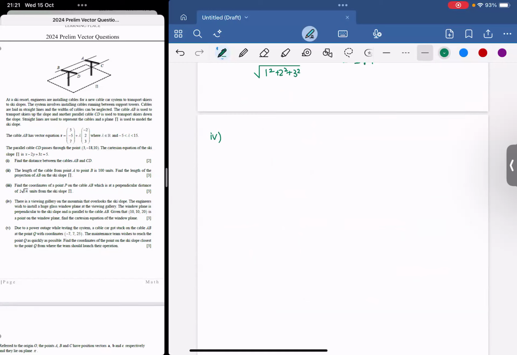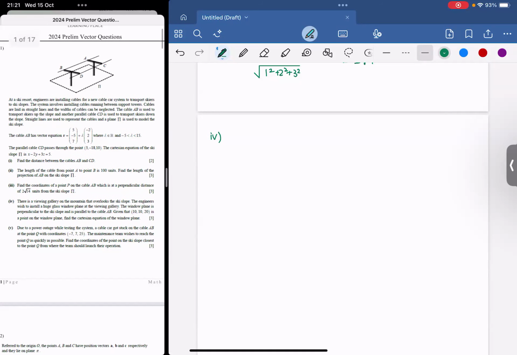So to find the equation of the window plane, which is just the equation of a plane, we need two direction vectors on the window plane. What are the two direction vectors? First, they say that the window plane is perpendicular to the ski slope. So when they say the window plane is perpendicular to the ski slope, it means the normal vector of the ski slope is on the window plane. Next, it says parallel to AB. That means the direction vector of AB is also on the window plane. So we already have two direction vectors on the window plane.